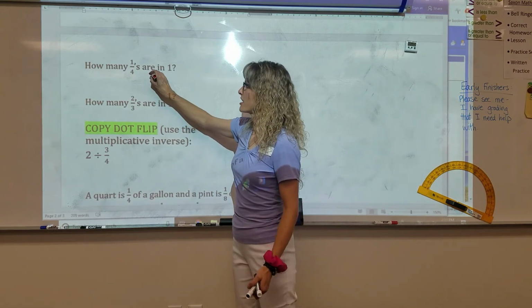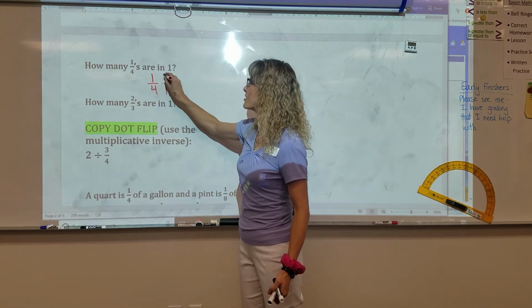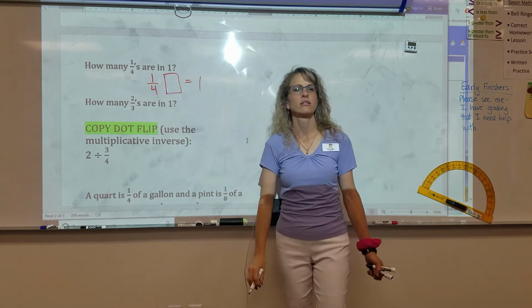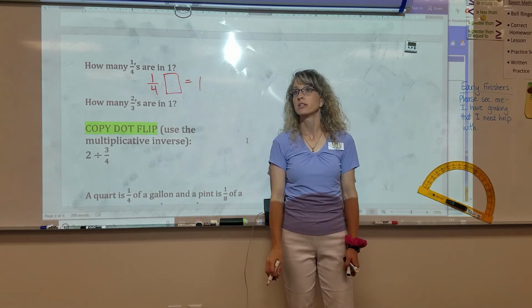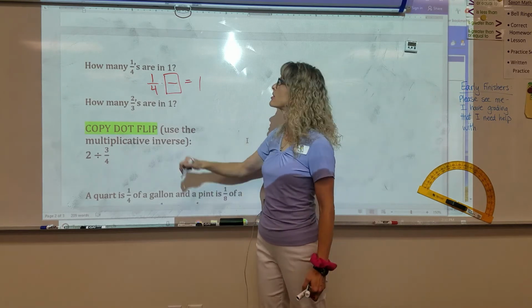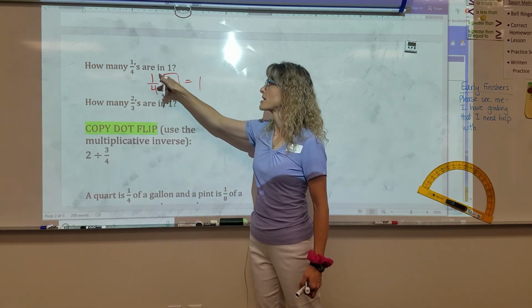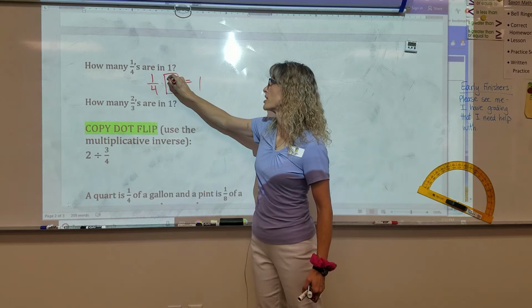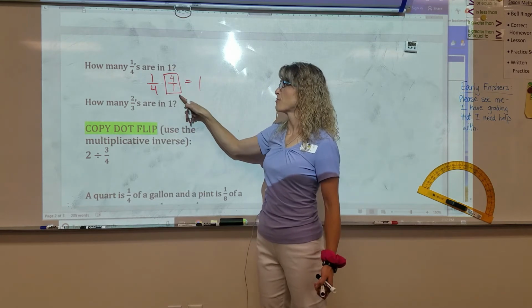Let's do it mathematically. How many 1/4 would it take to get 1? So what do I times by to get a 1, Jasmine? It's the inverse one, so it's 4 over 1. 4 over 1. Very good. So just flip it. This is the multiplicative inverse.